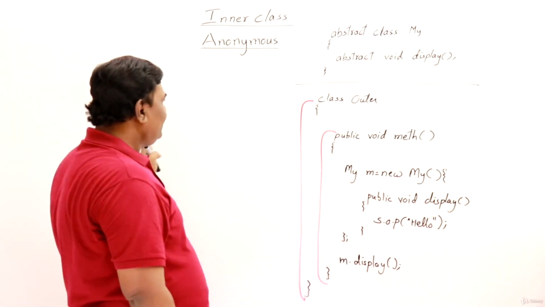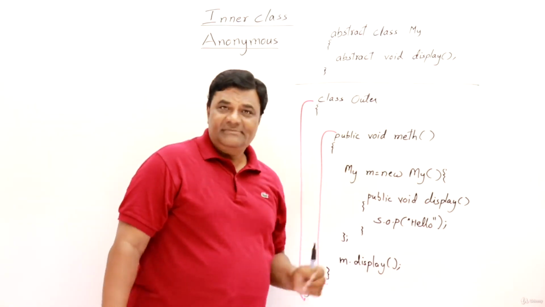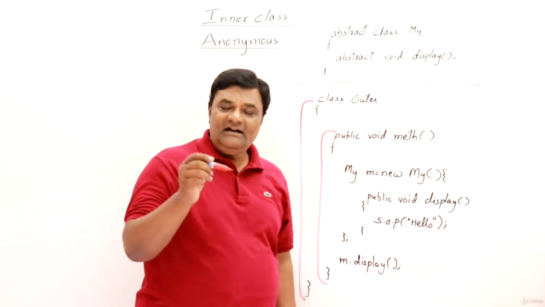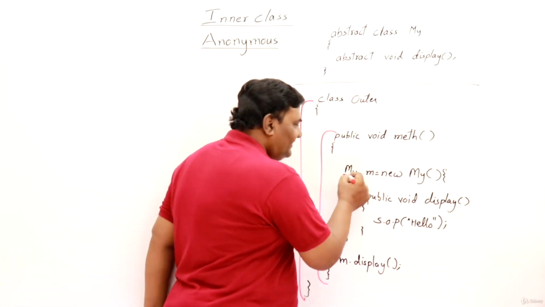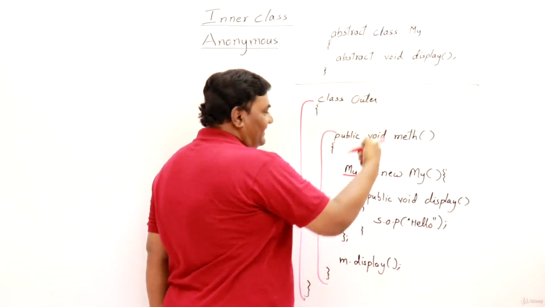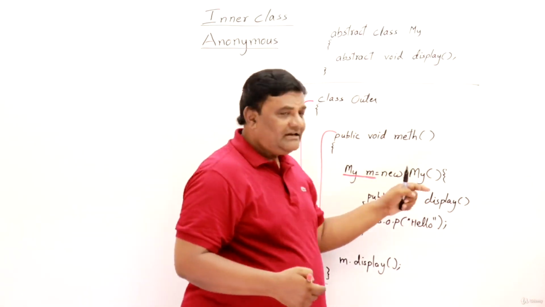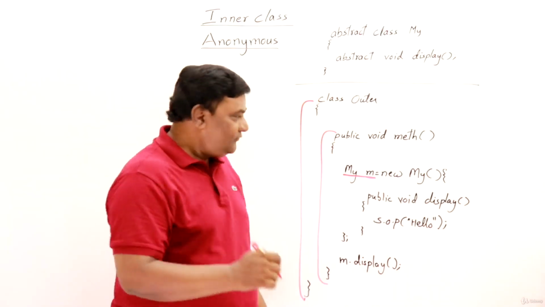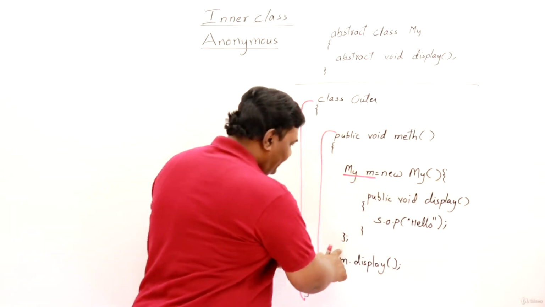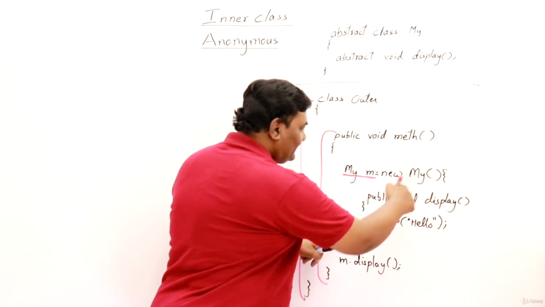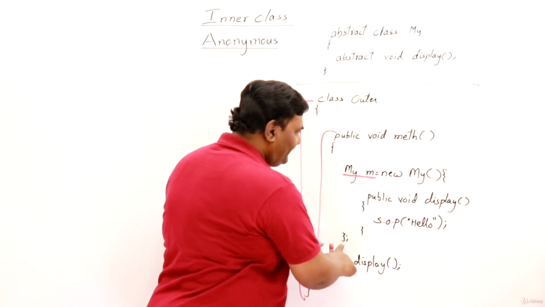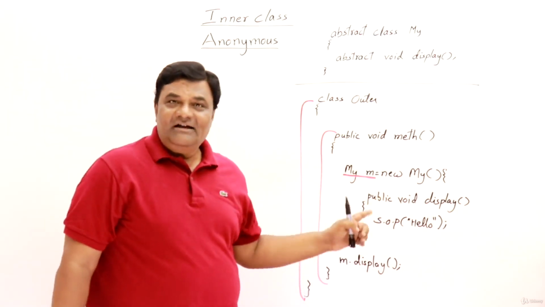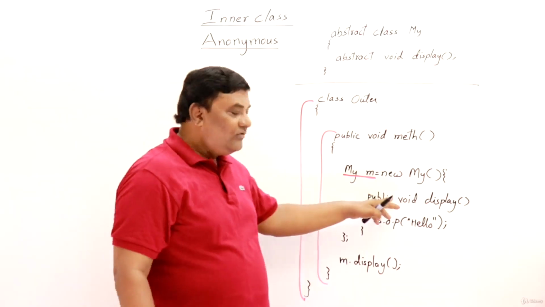If I want, I can create an object of this outer class and I can call this method inside a main method. Now let us study this. I am having a reference of my. Can I have a reference of my? Yes, I can have a reference. But new my, can I create the object? No, I cannot create the object because it's an abstract class. But if you watch here, from this bracket to this bracket, I am defining the class, and inside that I am overriding the display method. So I am creating the object of that class by overriding the method.